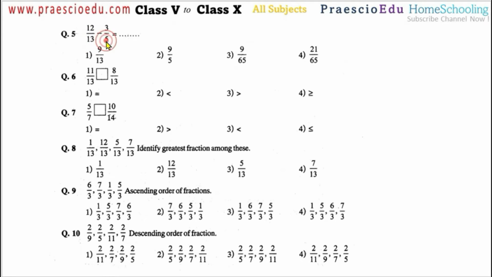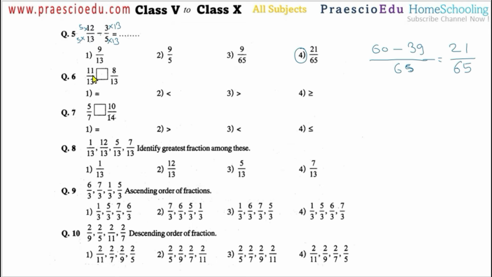Now question number 5, 12 upon 13 minus 3 by 5. 13 and 5 are both prime numbers, so we directly multiply to get the LCM. Here we multiply by 5, and the same 5 in the numerator. Here we multiply by 13, and the same 13 in the numerator. 5 multiplied by 13 is 65, so we keep 65 as the common denominator. Then 5 multiplied by 12 is 60, minus 3 multiplied by 13, which is 39. So 60 minus 39 is 21, and 21 divided by 65. This is given in option number 4.